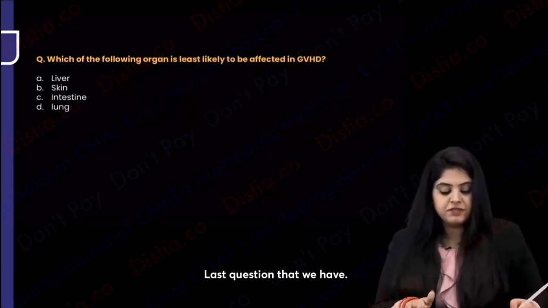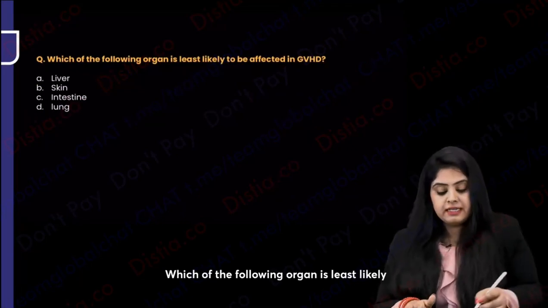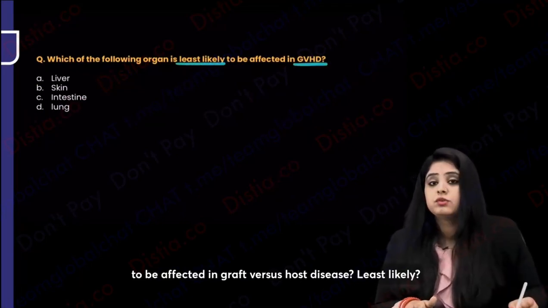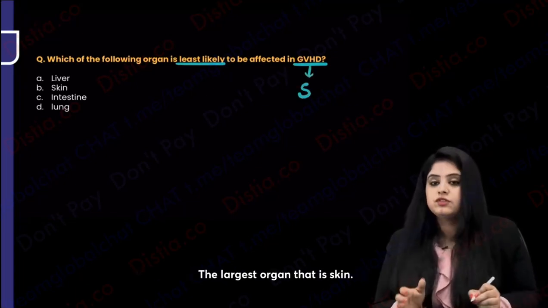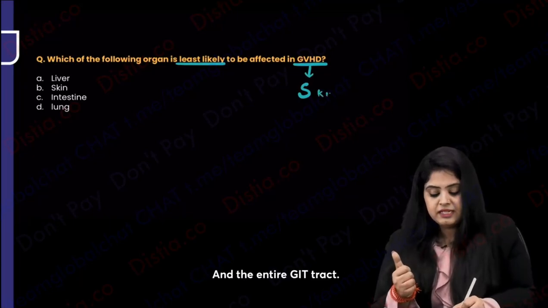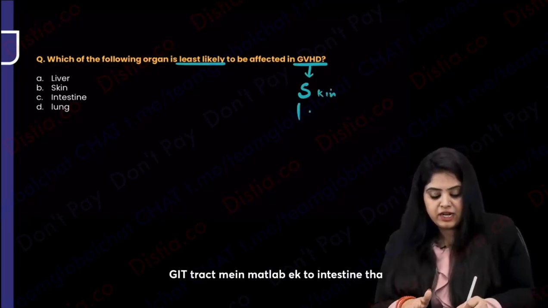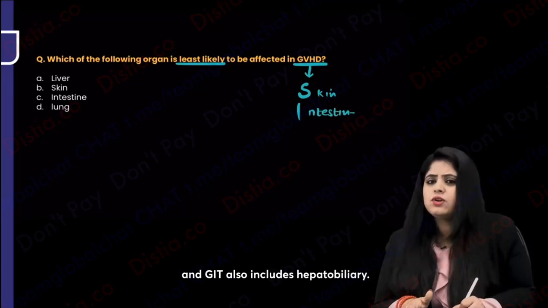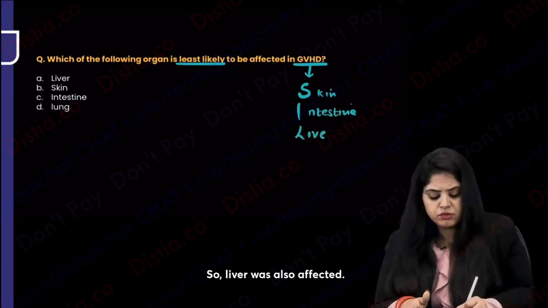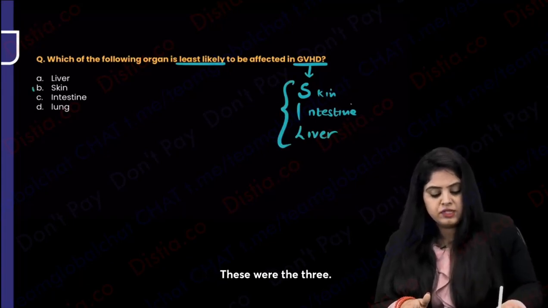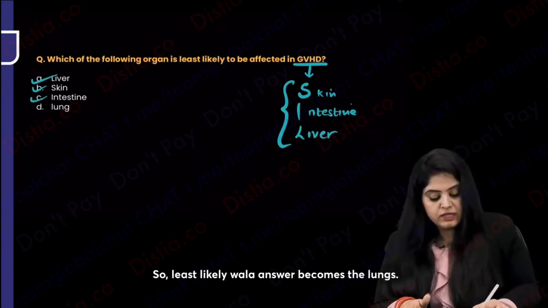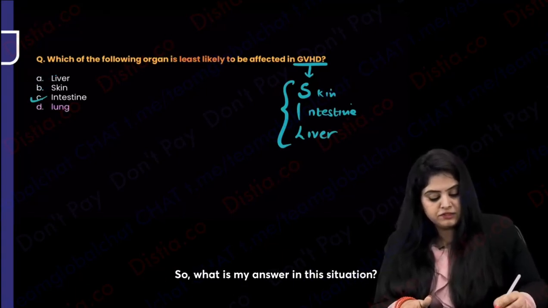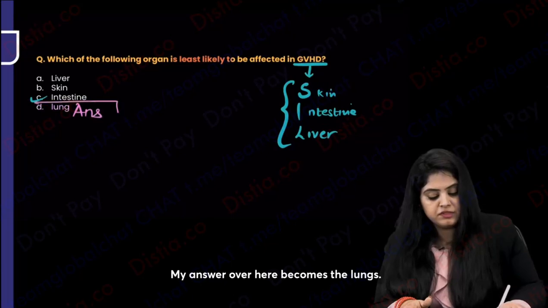Last question that we have. Which of the following organs is least likely to be affected in graft versus host disease? What was being affected in graft versus host disease? The largest organ, that is skin, and the entire GIT tract. In the GIT tract, one was intestine, and GIT also includes hepatobiliary, so liver was also affected. These were the three: skin, intestine, liver. What is least likely to be affected? The least likely answer becomes the lungs. So my answer over here becomes the lungs.